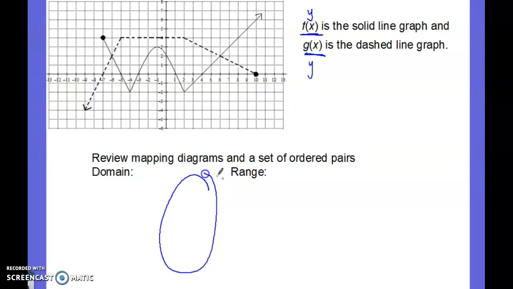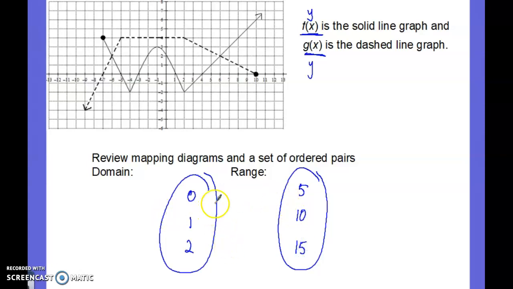So a mapping diagram usually gives you different values for your domain. I think the numbers I used earlier were just 0 and 1. Maybe I'll give you one more. And then the range, maybe they give you a couple of other numbers like 5, 10, and 15. Well, the mapping diagram is just saying, maybe we put arrows that say the domain, your x value, maps to a range of 5.